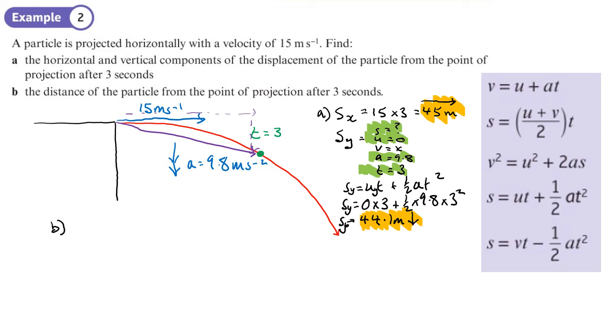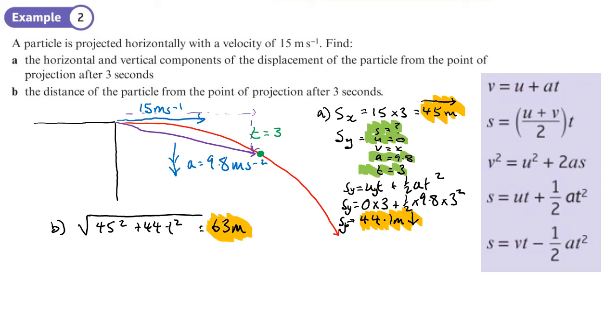Let's do part B over here. So it's just going to be the square root of 45 squared plus 44.1 squared. It's nice and easy. Square root of 45 squared plus 44.1 squared, and we get 63.00642, so we can call that 63. So 63 meters. So again, 3 significant figures is how we want to give our answer.